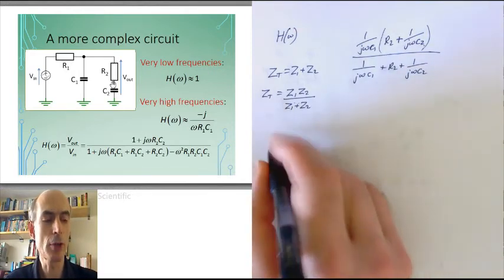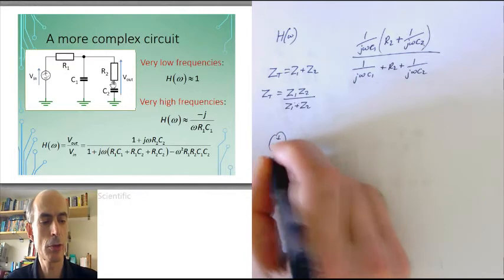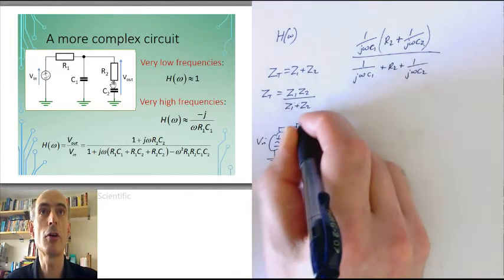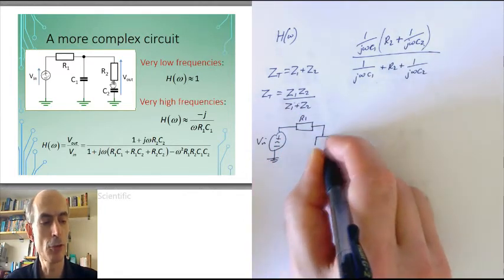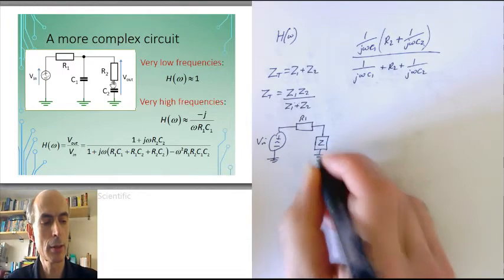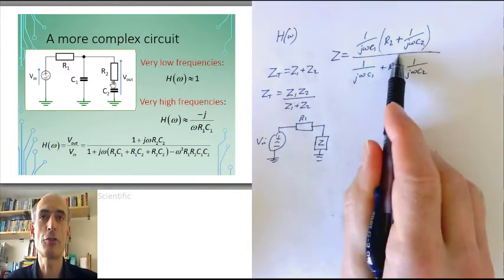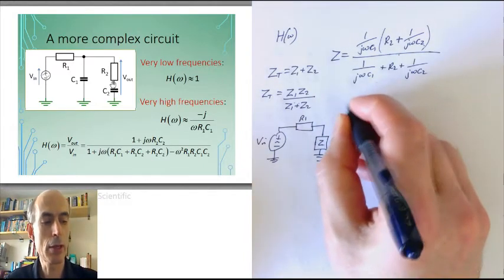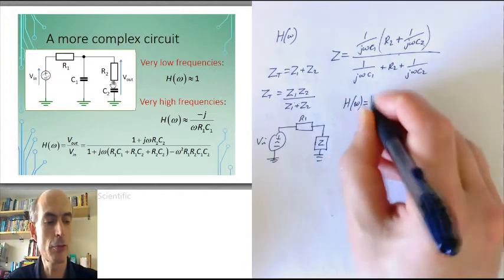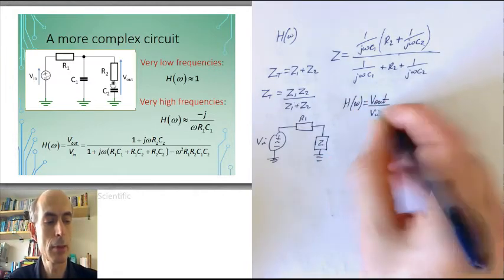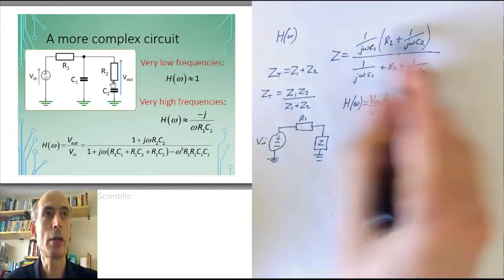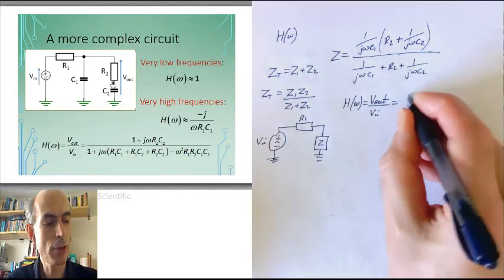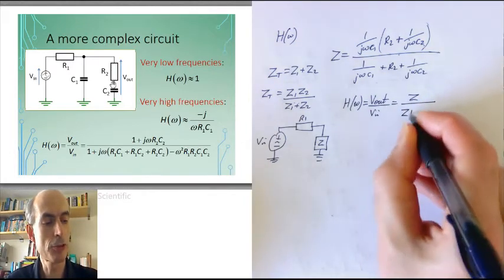I've now got a potential divider, a circuit that has a voltage input here, goes through a resistance R1 into an impedance Z given by this expression here. I can now use the potential divider formula, and that would tell me that the frequency response, which is V out over V in, is this expression here. I'll just call this Z, Z over Z plus R1.